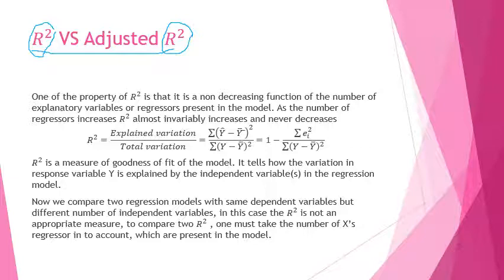The formula of R square is explained variation over total variation. These are some alternative formulas. We normally use this formula in our literature. Now, R square is a measure of goodness of fit. It tells how the variation in the response variable y is explained by the independent variables in the regression model. Independent variables are X variables.